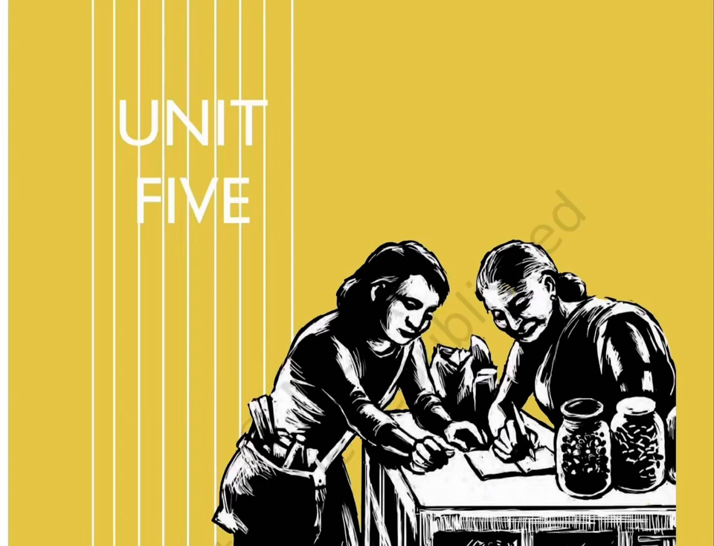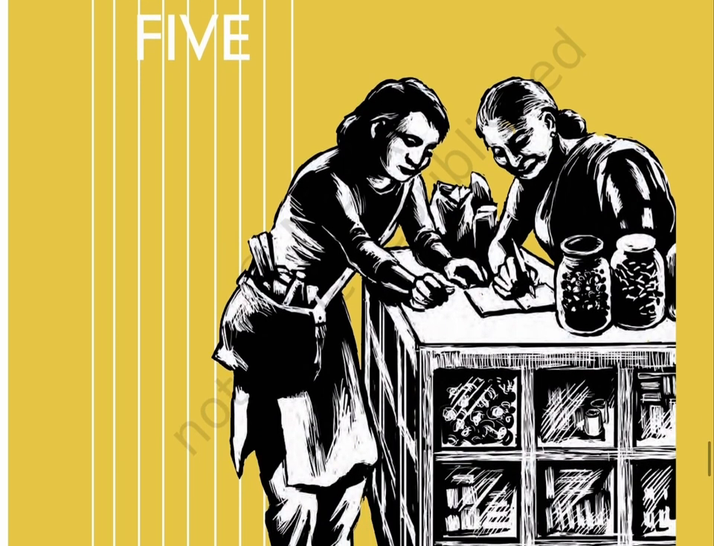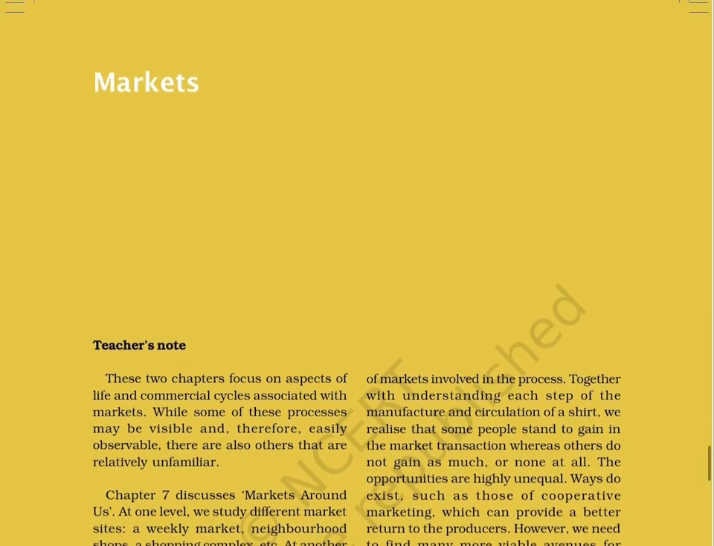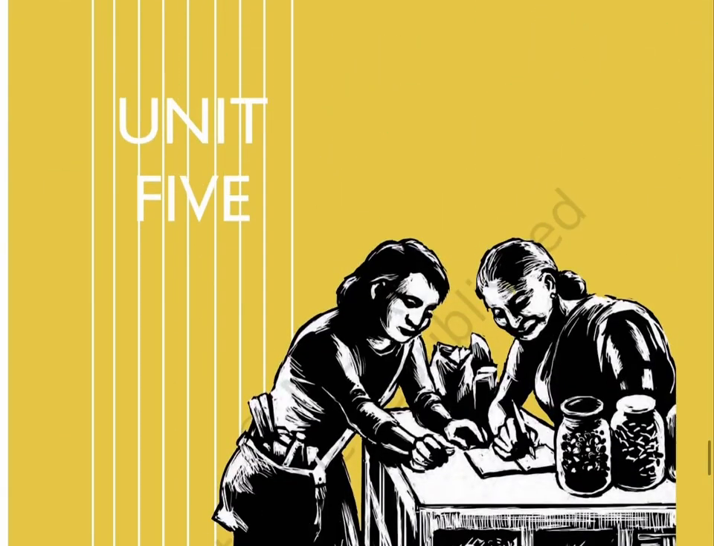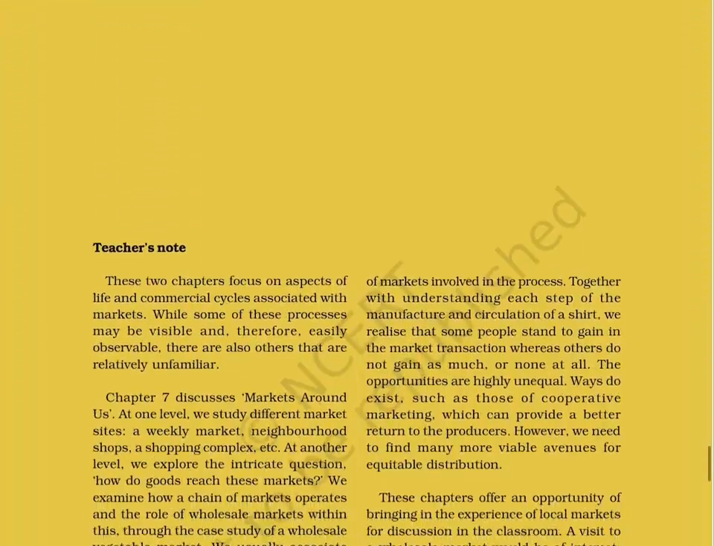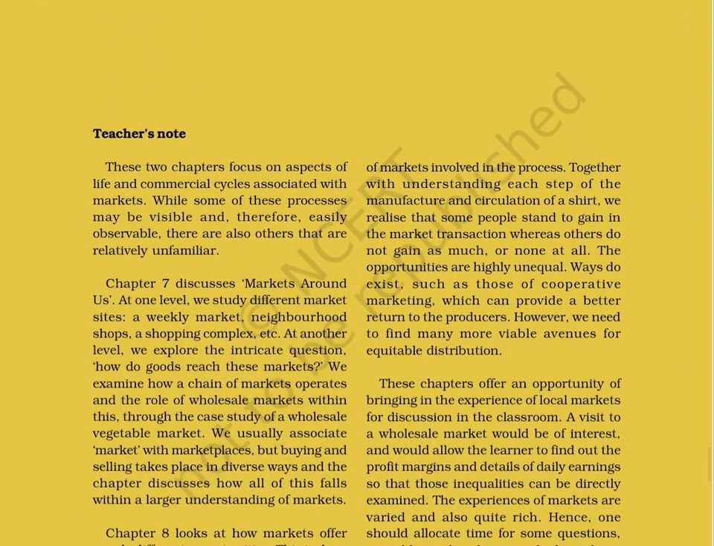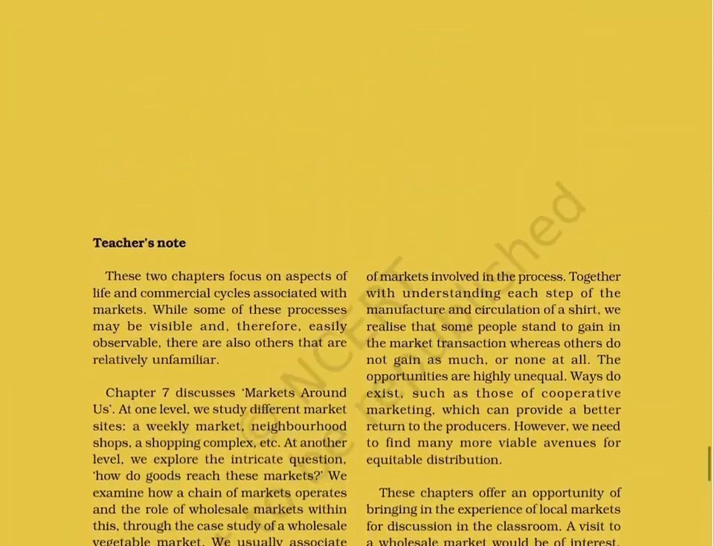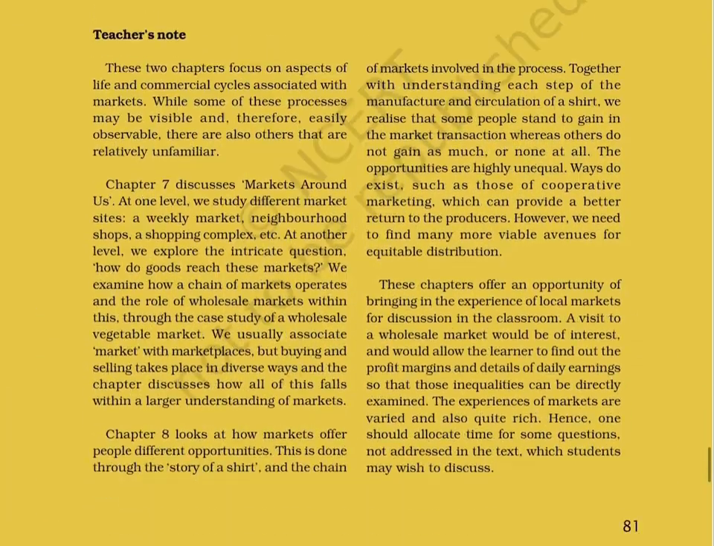CIET NCERT presents audio book of Social Sciences for Class 7. Audiobook Social and Political Life Part 2 Class 7 Unit 5 titled Markets. This unit has 2 chapters in it. Chapter 7 titled Markets Around Us and Chapter 8 titled A Shirt in the Market.